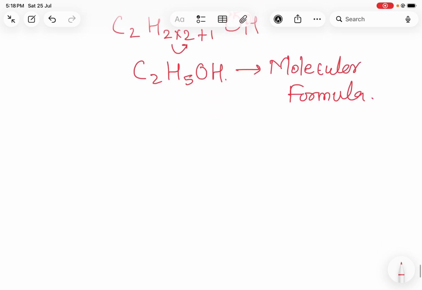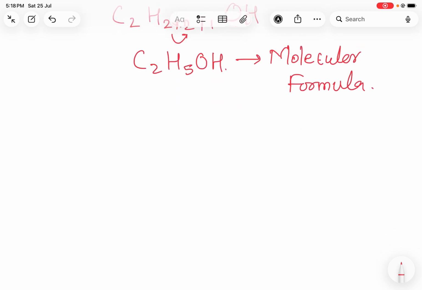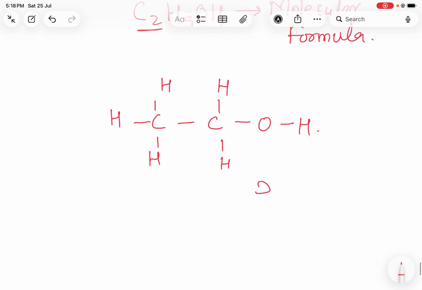Now I'm supposed to draw the structure. So first I will draw a displayed structure. You can see that I have two carbon atoms, so first let us draw two carbon atoms. Then I will have to satisfy the valency of carbon. So I have one bond, I require three more for this, and here also I require three more. Now I have five hydrogen atoms here: 1, 2, 3, 4 and 5. And I have OH, so I'm supposed to draw O, a bond, and then H. This is how my displayed formula looks.